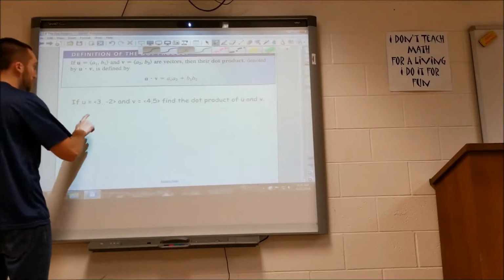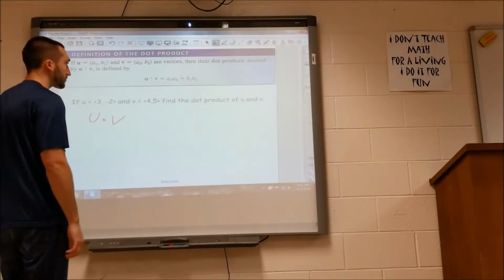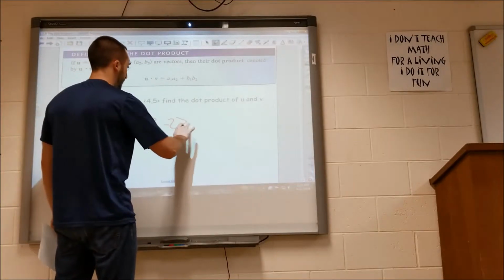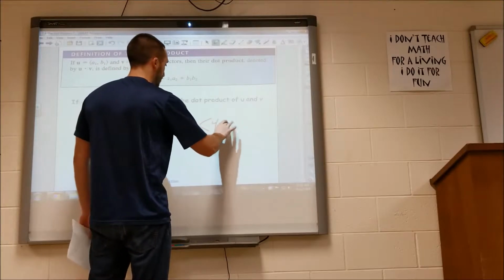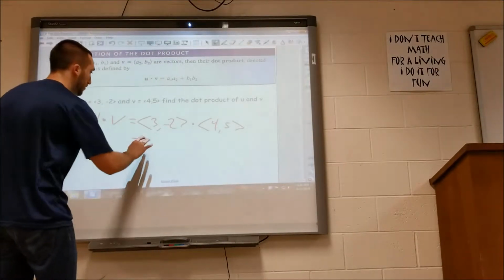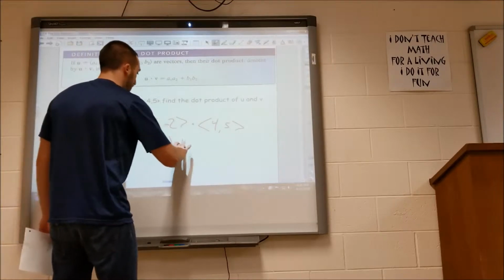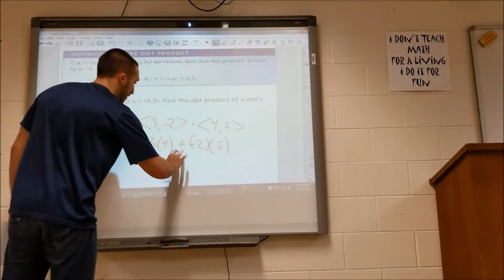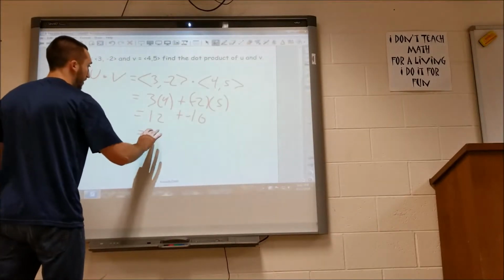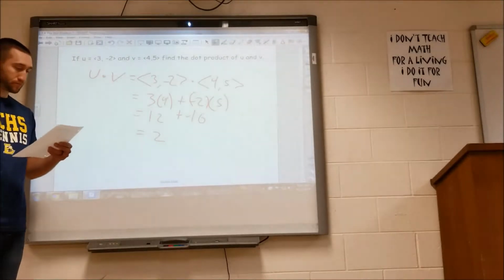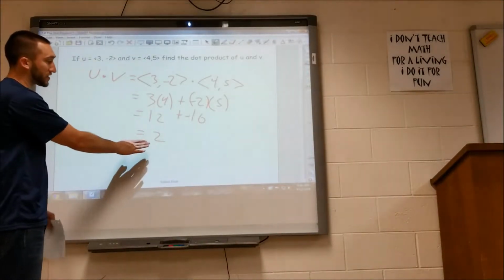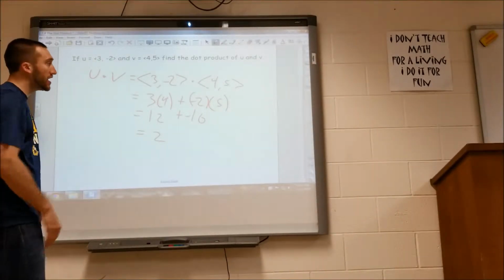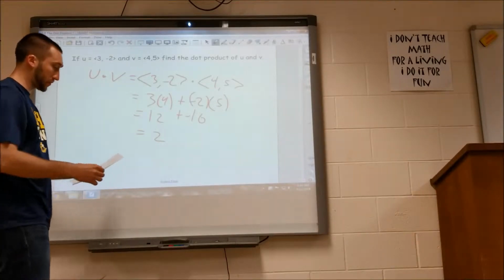vectors. So u dot product v would just be, first of all, let's rewrite our vectors. And that is equal to 3 times 4 plus -2 times 5, giving us 12 plus the -10, or a dot product value of 2. Okay, notice that the dot product is actually a scalar number. We're going to get just a number. We're not going to have our i's and j's, okay? It's strictly a scalar number.